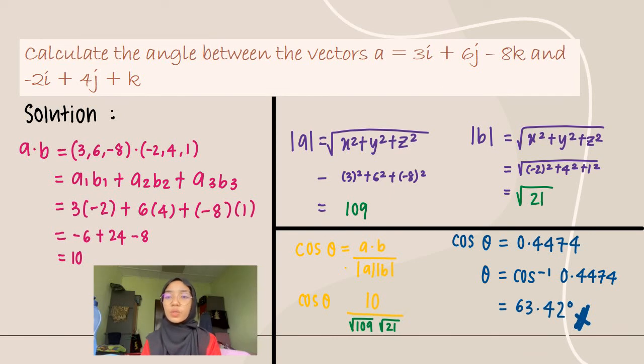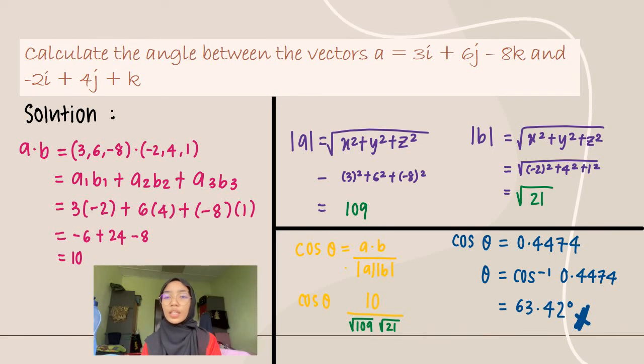Magnitude of vector A equals square root x square plus y square plus z square. Next, open bracket 3 close bracket square plus open bracket 6 close bracket square plus open bracket minus 8 close bracket square. The answer of magnitude of vector A is square root 109. Magnitude of vector B is square root x square plus y square plus z square. Next, square root open bracket minus 2 close bracket square plus open bracket 4 close bracket square plus 1 square. The answer on magnitude of vector B is square root 21.